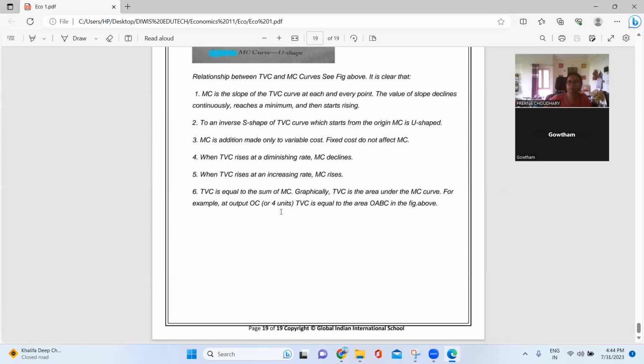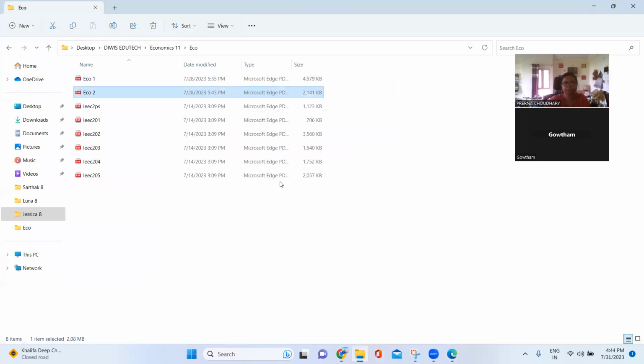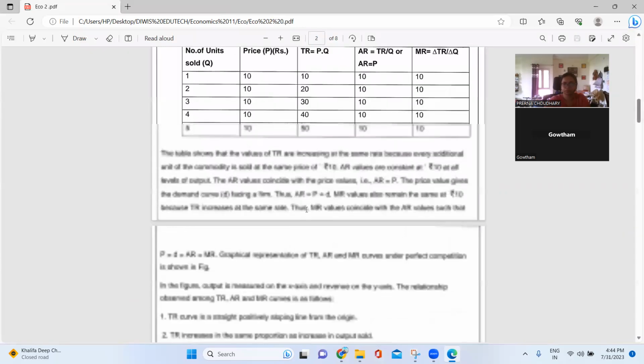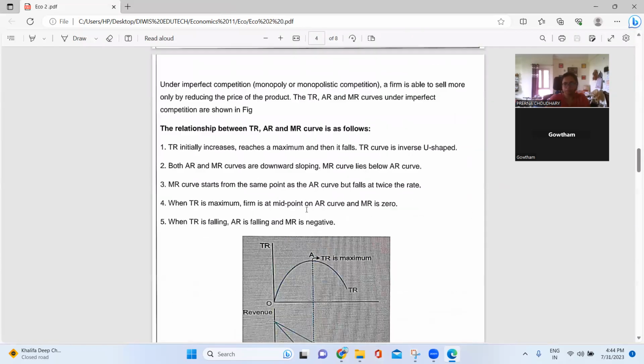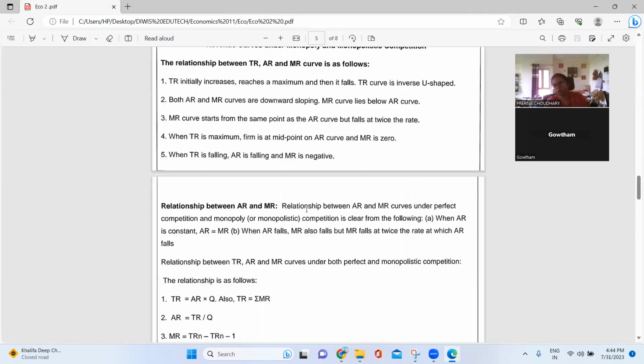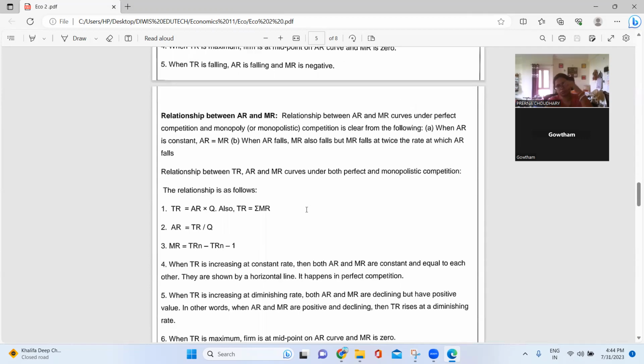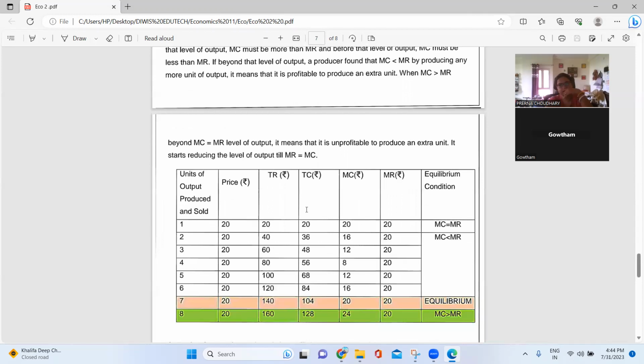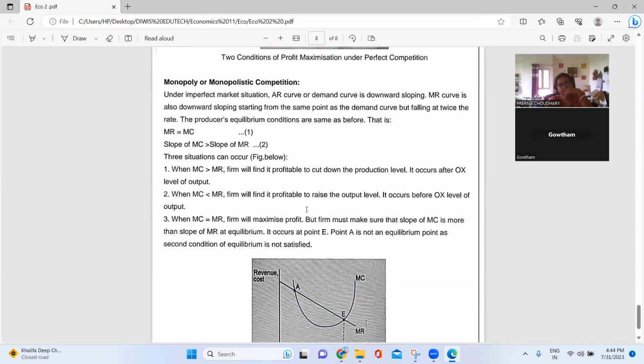Done? Okay, now we'll start with the second one. Your teacher gives the sheet for every chapter? Yes, ma'am. Actually, she has summarized the chapters, that's good.